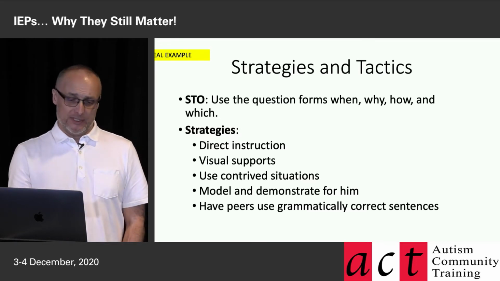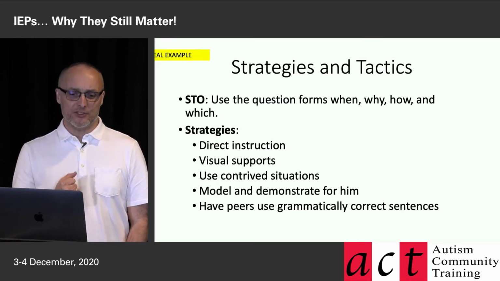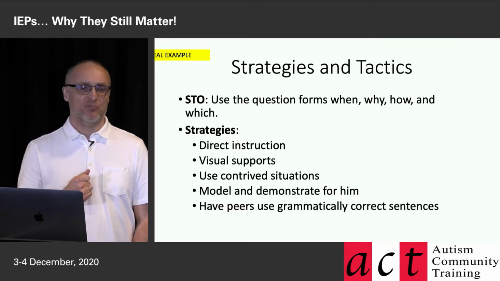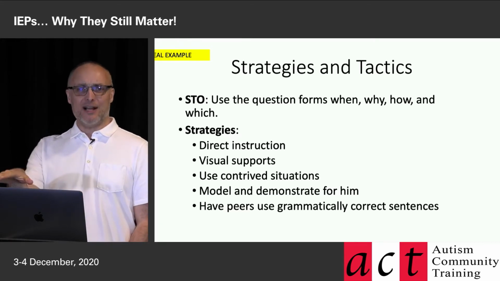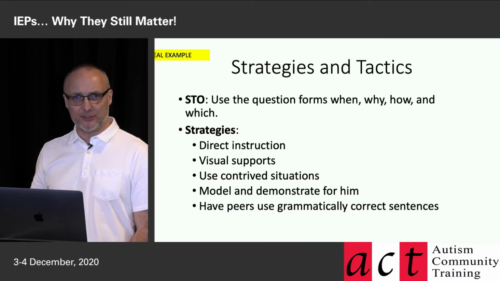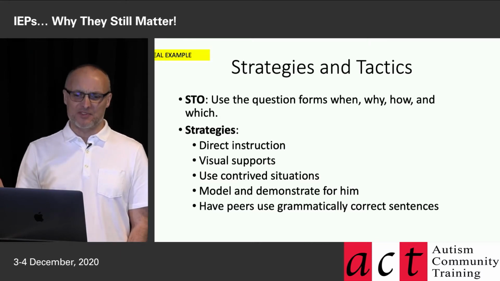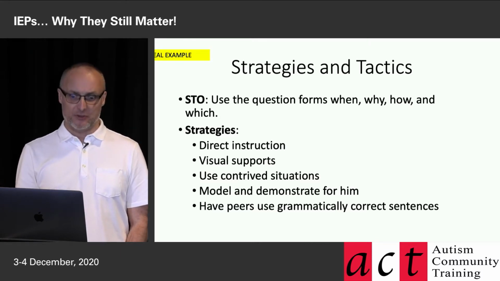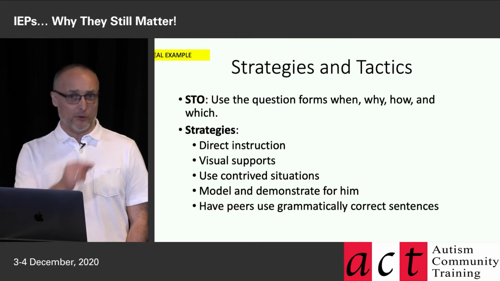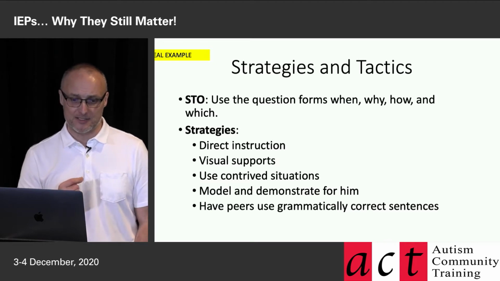And then I love the last one here. It makes me chuckle. Have peers use grammatically correct sentences. This implies to me that this student is in a classroom where nobody uses grammatically correct sentences, right? It just becomes silly, right? Like the other kids aren't using grammatically correct sentences, then they probably all need IEPs as well, where their objective is to learn grammatically correct sentences.